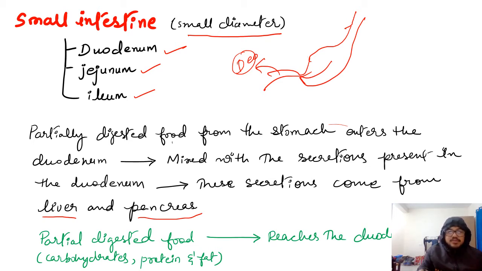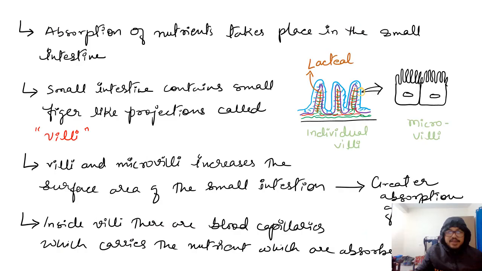And then this will be absorbed into the blood circulation. The nutrients in the food, such as carbohydrates, proteins, and fats, will be absorbed into the blood circulation from the duodenum. So let's move on to the next slide. Already I have told you maximum absorption takes place in the small intestine.